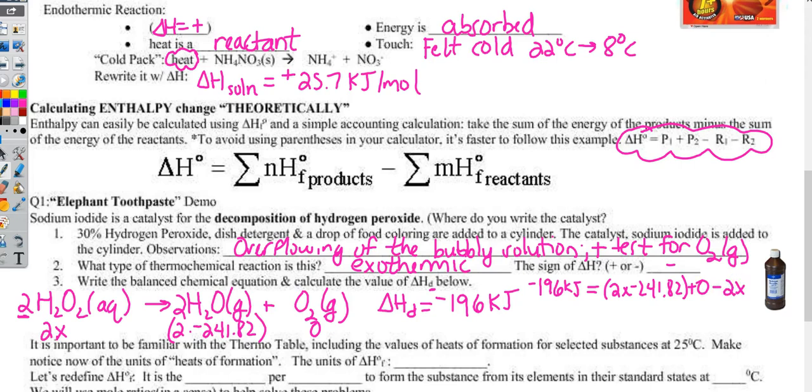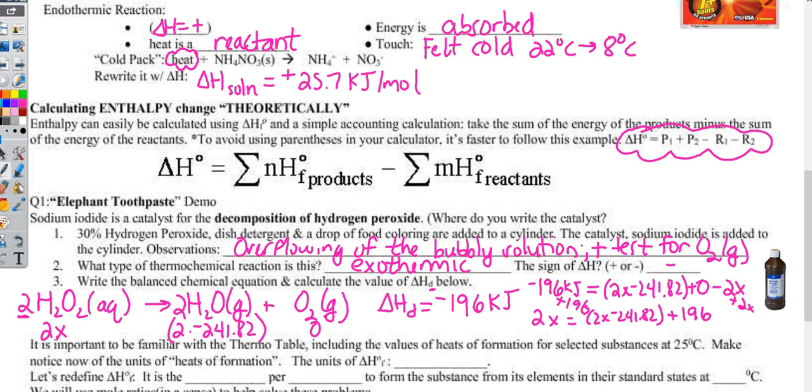Okay. Well, to do the algebra, I think it might be easier if I just add the 2x to the other side and add the 196. So I'm going to say plus 2x here, but then I'm going to add 196 to both sides. Remember, what you do to one side, you do to the other side. So now I'm getting that 2x is equal to my 2 times negative 241.82, but plus 196. And so then all I'm going to do is take this answer and divide it by 2 to figure out what x is equal to.